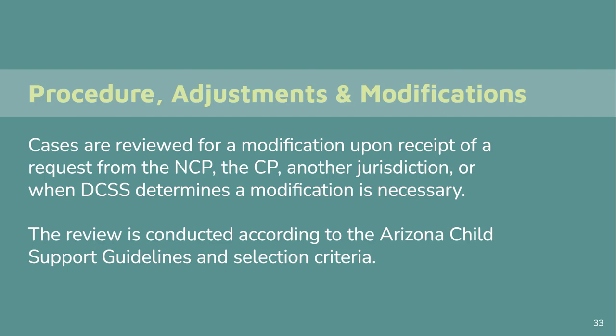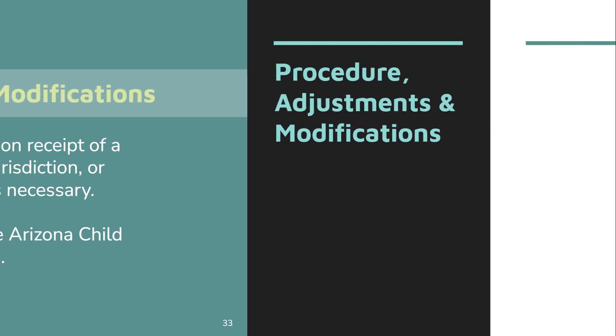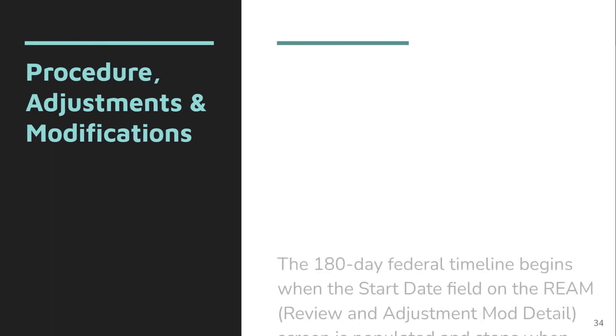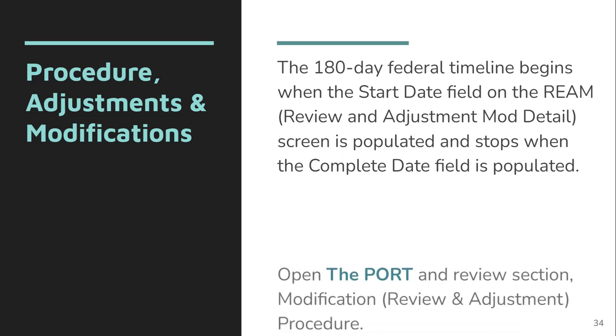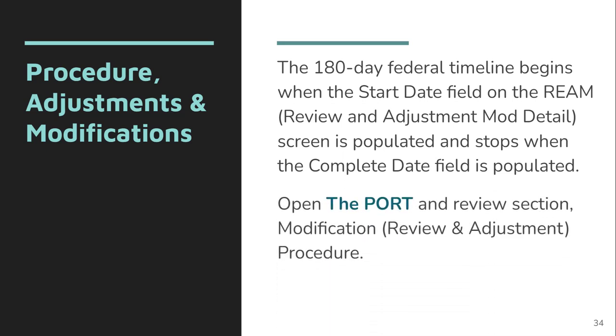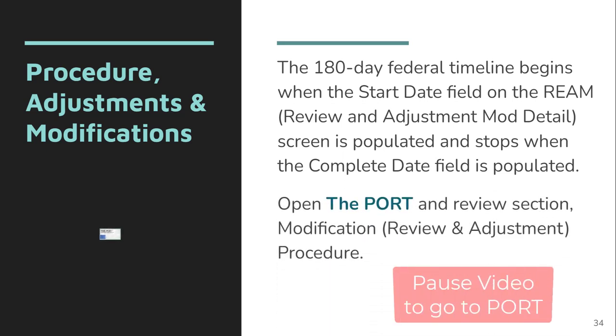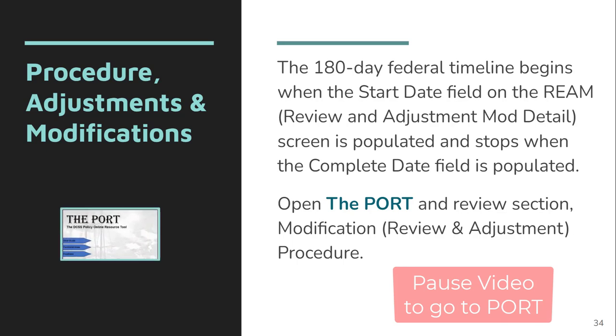The review is conducted according to the Arizona Child Support Guidelines and Selection Criteria. The 180-day federal timeline begins when the start date field on the REAM, Review and Adjustment Mod Detail screen is populated and stops when the complete date field is populated.